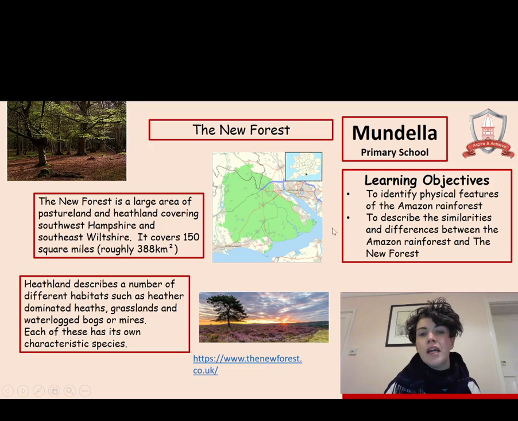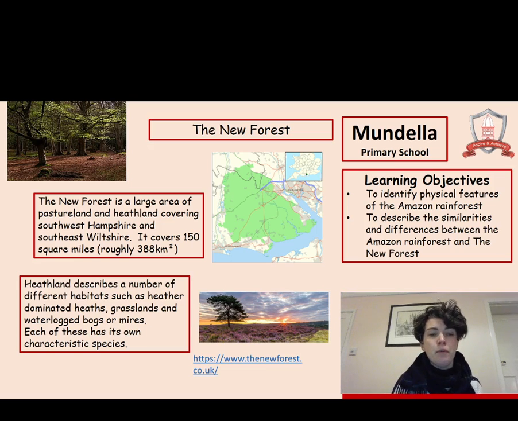And if we zoom in here, it gives us a sense of the space. So it's 150 square miles. So that's approximately 388 kilometres squared. So if you think that the Amazon rainforest is 5.5 million kilometres squared, the New Forest is only 388 kilometres squared. So already we are dealing with a space that is so much smaller. I mean, much, much smaller than the Amazon.